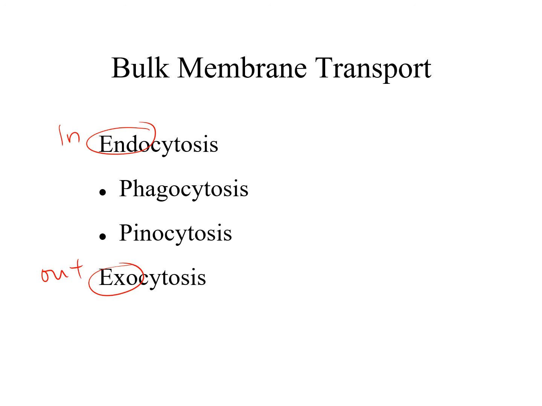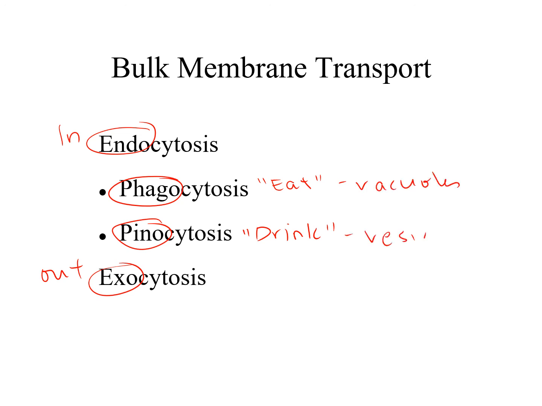Now, there are two types of endocytosis. We have phagocytosis and pinocytosis. Technically, the phago prefix means to eat, and pinocytosis means to drink. But more than that, phagocytosis means we're taking in large vacuoles, and pinocytosis means we're taking in smaller vesicles. So it's the size of the sac that's being imported here that makes the difference between those two types.